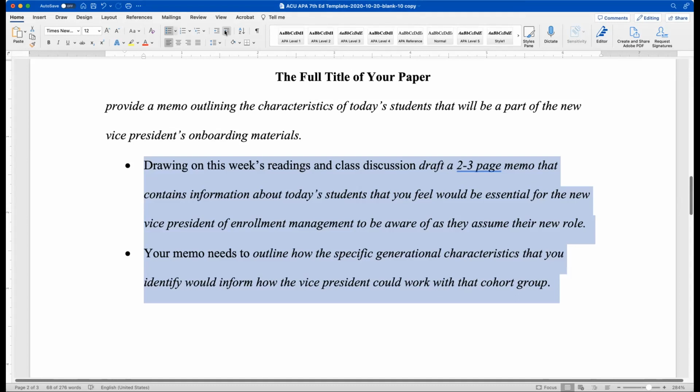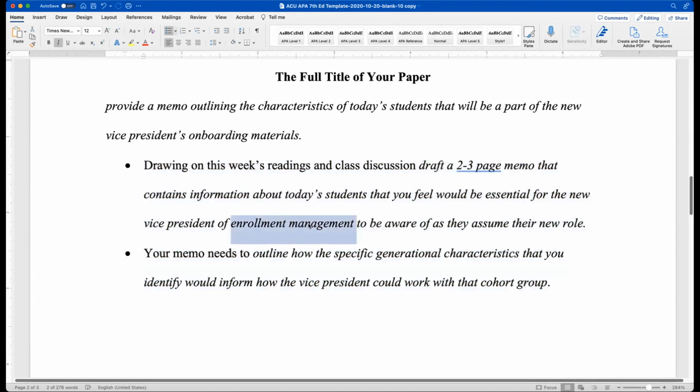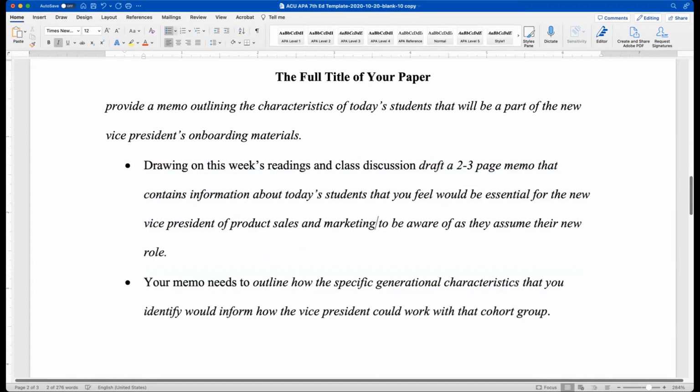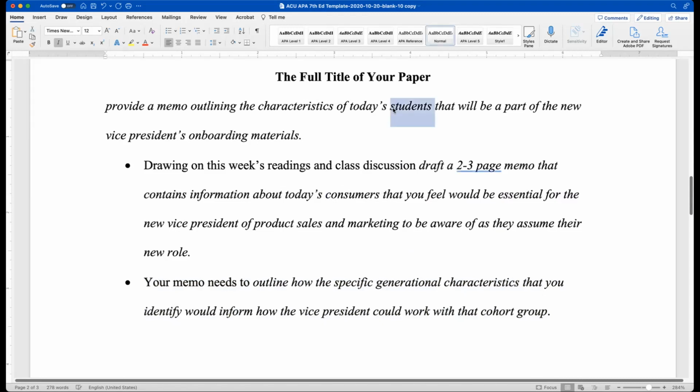So I was reading today about issues that the dairy industry is having in the United States because the latest, we'll call them Generation Z, are not drinking as much dairy as the previous generations. So it is an analogous problem where there is something generational, and we're going to adapt this assignment for our illustrative purposes to be about dairy instead of enrollment. So here we're going to change this from enrollment management to product sales and marketing. And we're going to change students to consumers. I think that will actually do us pretty well.